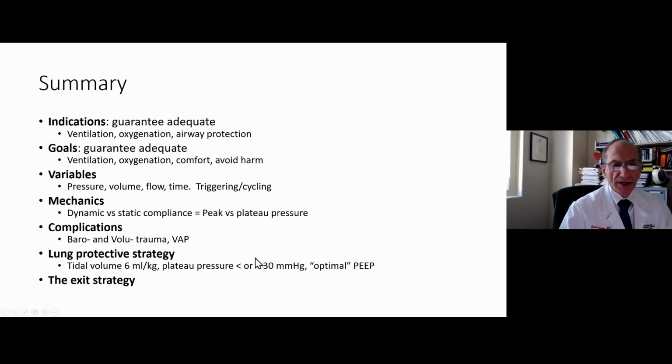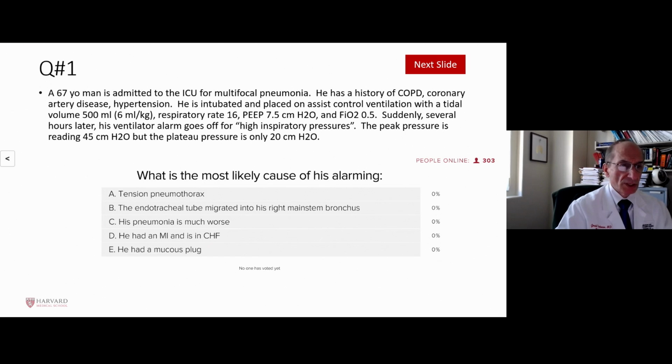And then we talked about how we pair spontaneous awakening trials and spontaneous breathing trials as our exit strategy. So let me just ask this question. It's a 67-year-old man admitted to the ICU for multifocal pneumonia. He has a history of COPD, coronary artery disease, and hypertension.